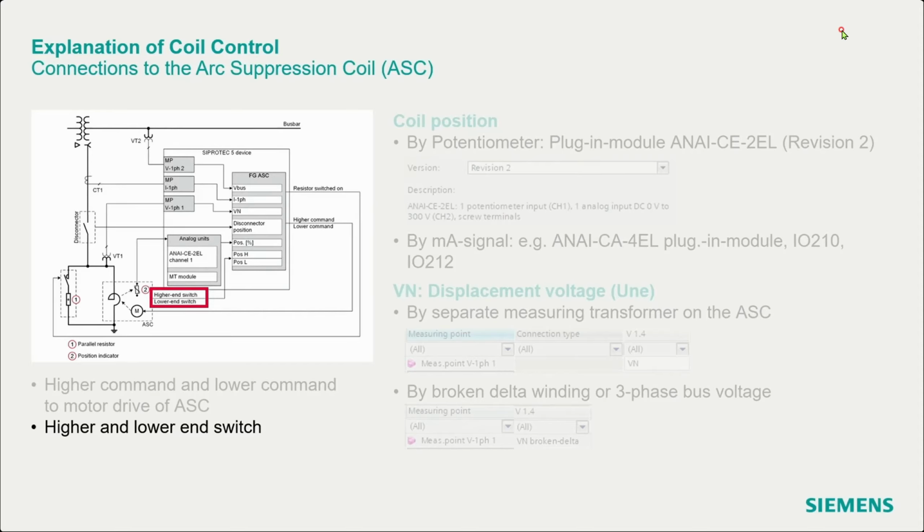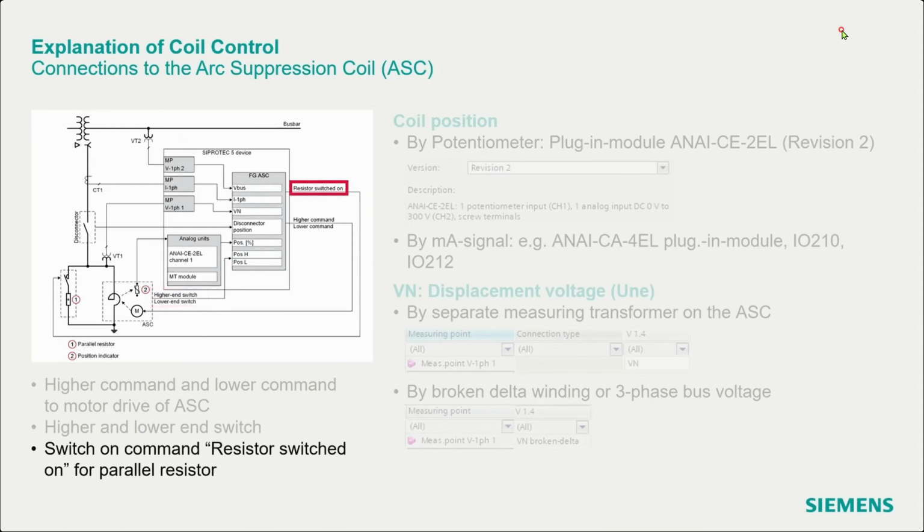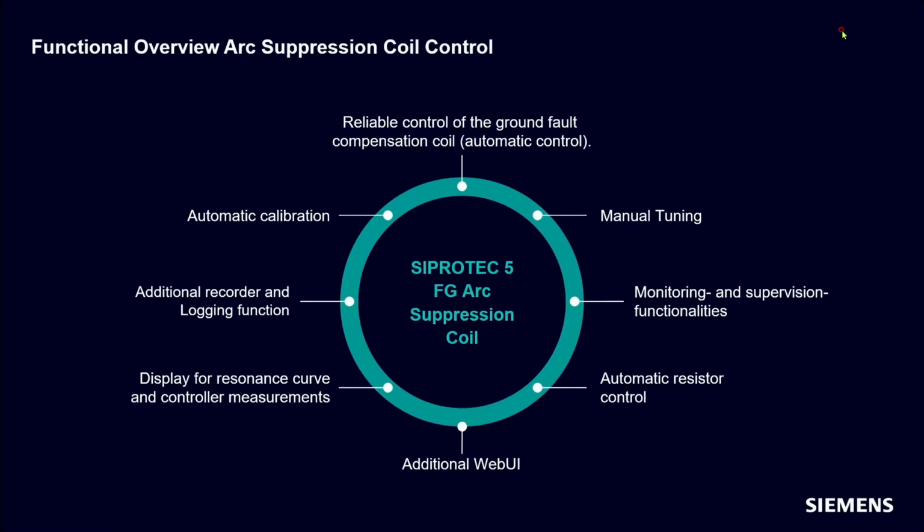Then, of course, we can also have different signals depending on the application. For example, if we want to use the additional function for resistor control, we will see that later. We then, for example, could use this command to switch on the resistor. So far on the wiring.